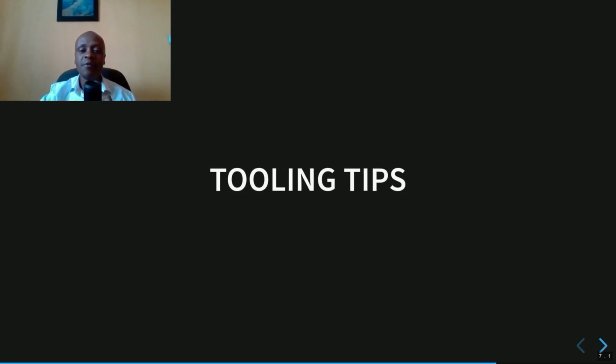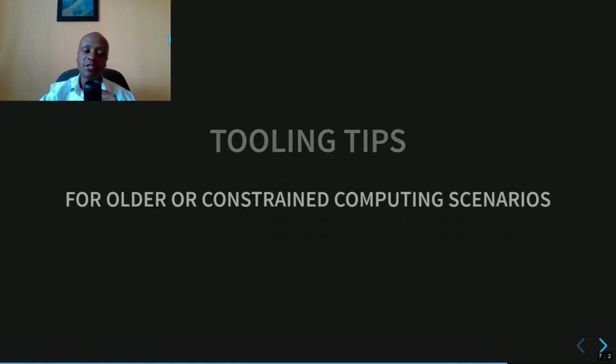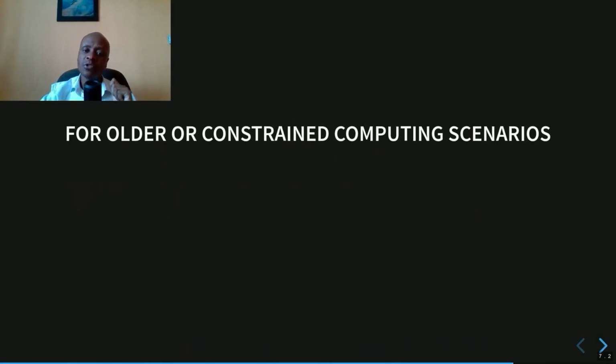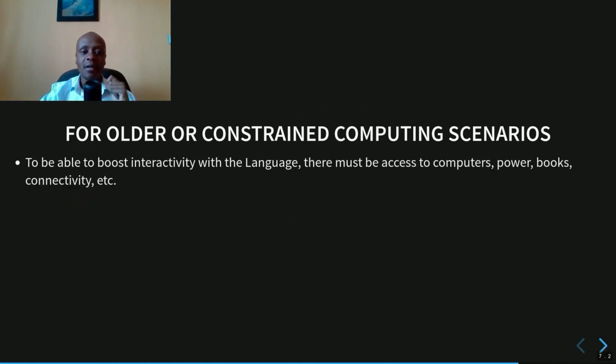So, briefly touch on some tooling, especially when dealing with older and constrained computing scenarios, the developing world, as I alluded to earlier. Well, one of the core things is that to learn a language, you need to interact with the language. So if we want more people interacting with language, we need more people having access to computers, books, power, and connectivity. And we need to think of ways of going around the current limitations that we have.